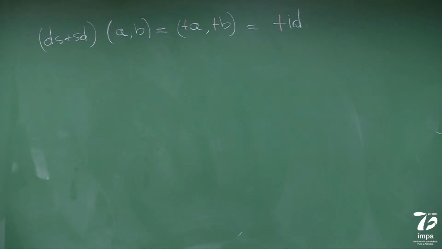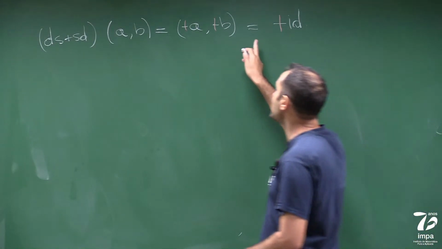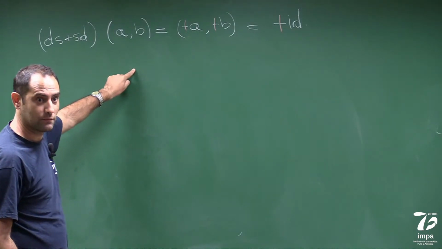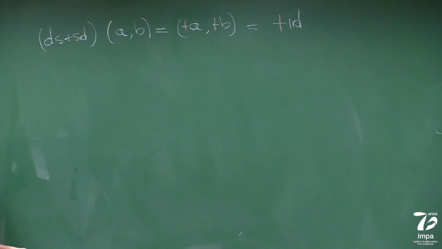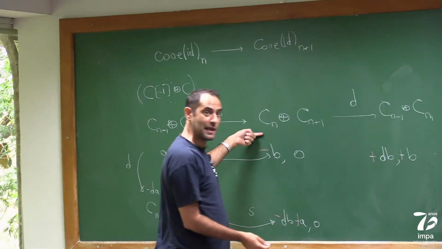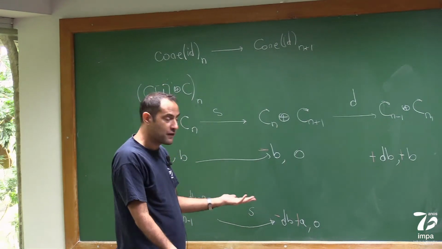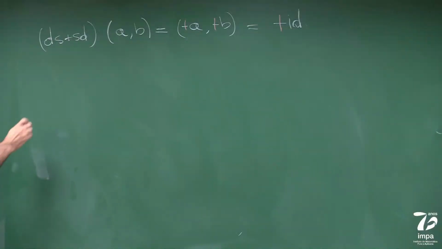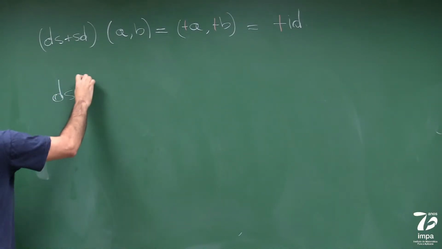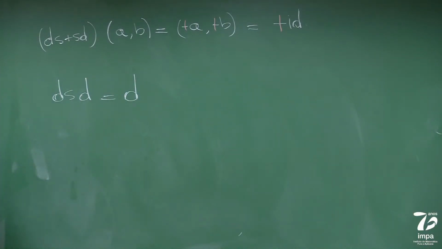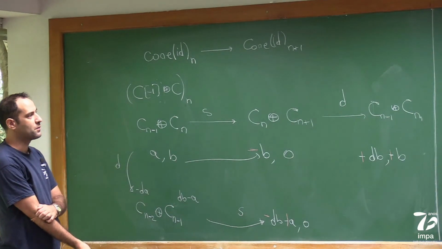So not only is it split, but it's exact. Oh, well, no, I haven't. I've proven with this that the complex is exact. And now I need to check that it's split. I need to check that these s are actually splittings, because I gave a proper definition of splitting. So I need to check that dsd is equal to d.